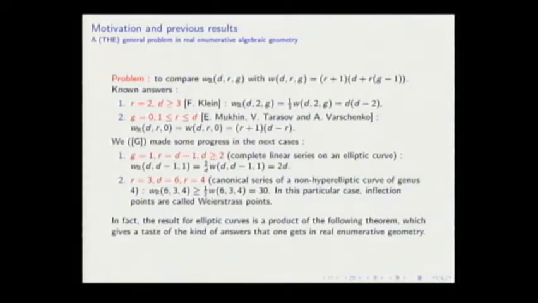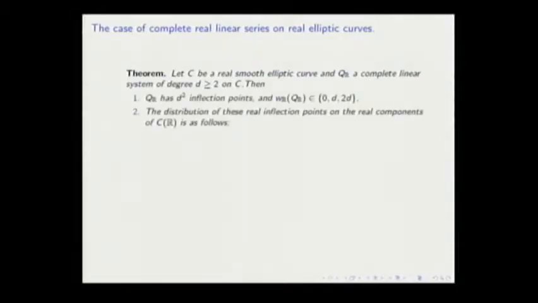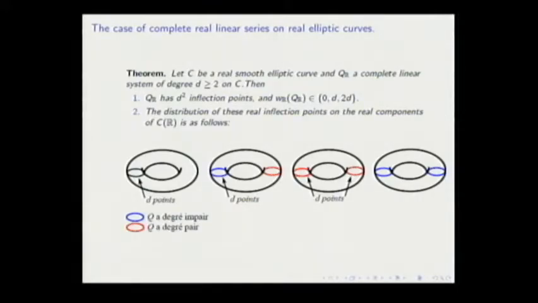And I will give you the result in genus 1 to give you a taste of real algebraic geometry. So you take a smooth elliptic curve and a complete linear system there. The total number is d squared, and your real curve may have either 0, D or 2D real points. And in fact, these are all the possibilities.